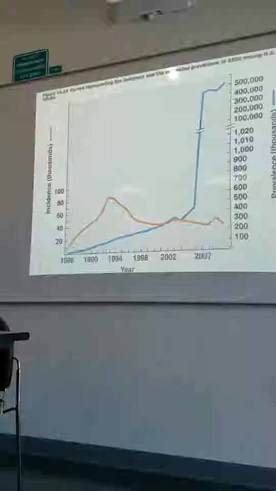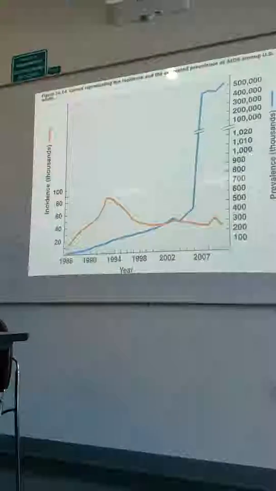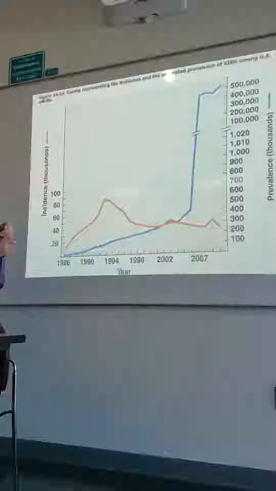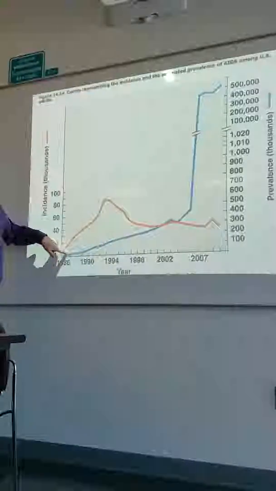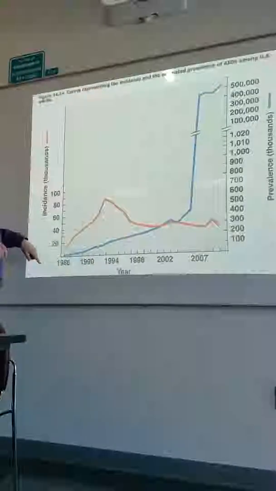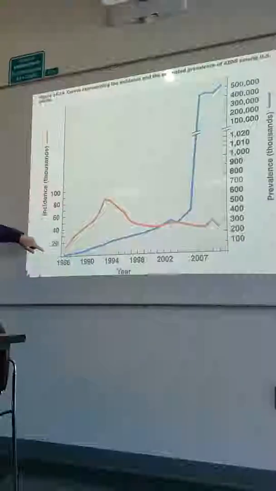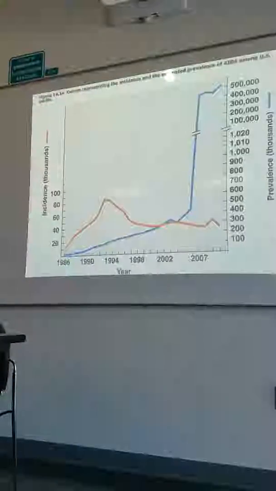All right, so this is what I pull out of a micro book. Currently, the incidence and estimated prevalence of AIDS among U.S. adults. Some of you have already seen this one before, right? So this is going to be incidence. In 1983 is sort of the starting point of the epidemic. What happens here? Incidence is going up, and prevalence is going up.